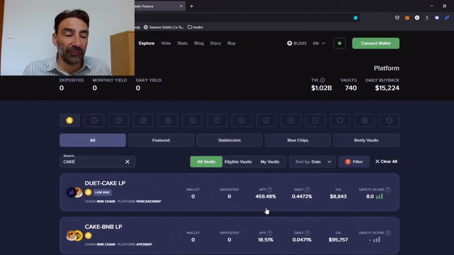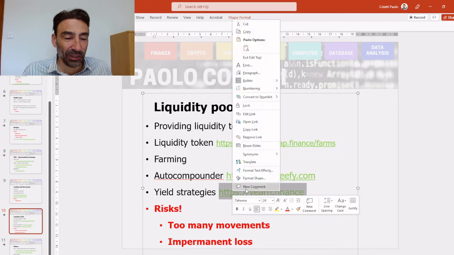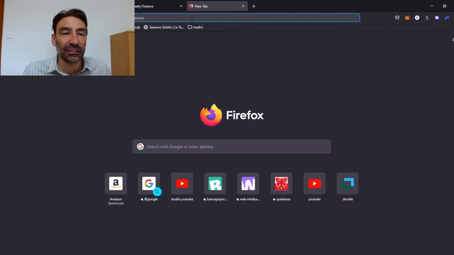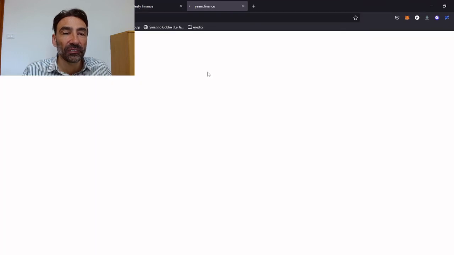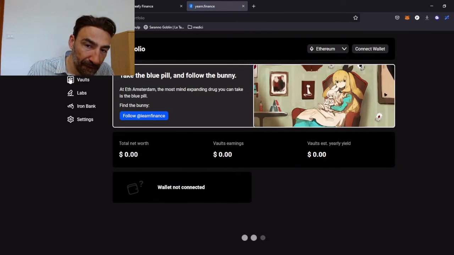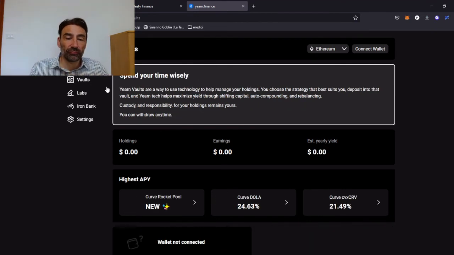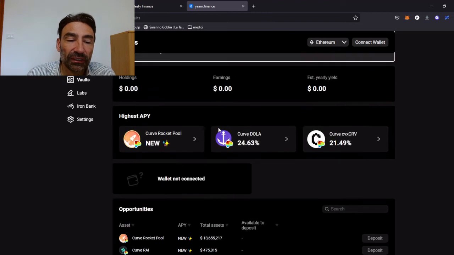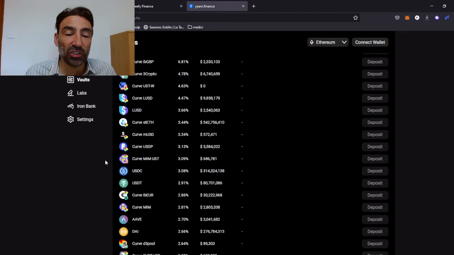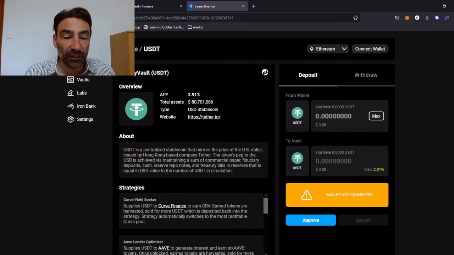Okay, so there exists even better websites or smart contracts which do really some strategies. Let's see. Yearn Finance, Labs, Vaults. Okay. What is this smart contract doing? This smart contract is implementing strategies. For example, which strategy is the smart contract implementing on USDT? Let's see.